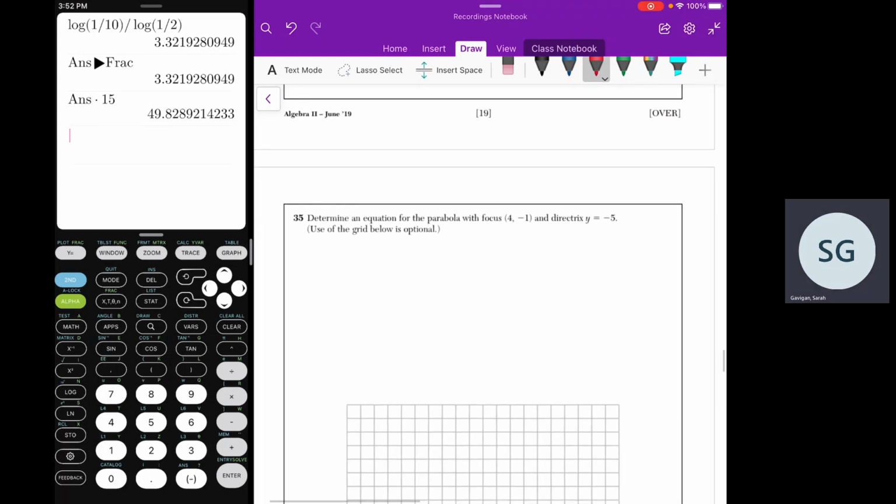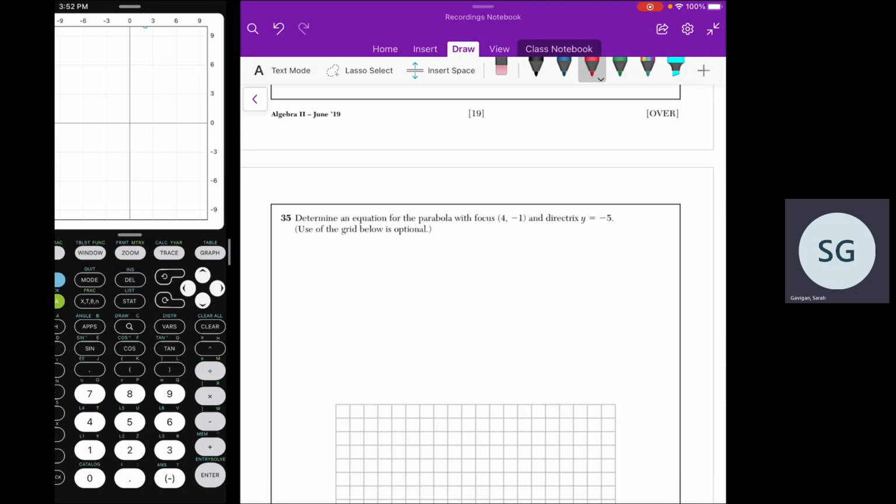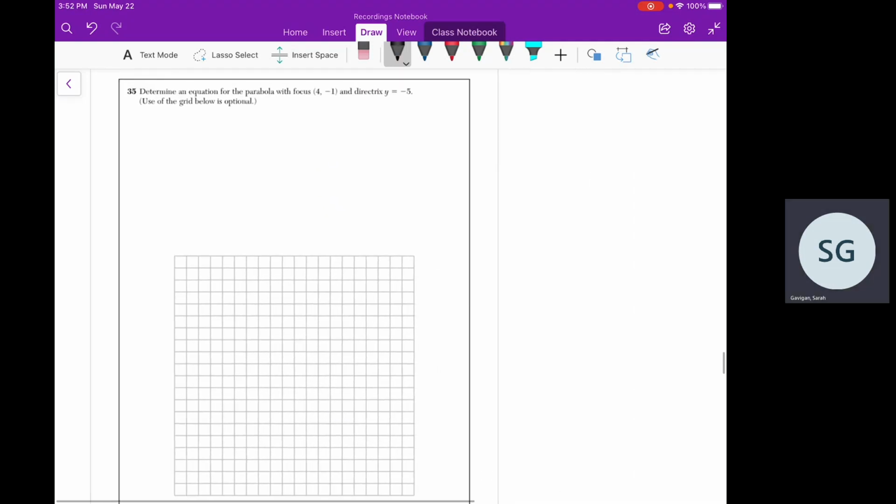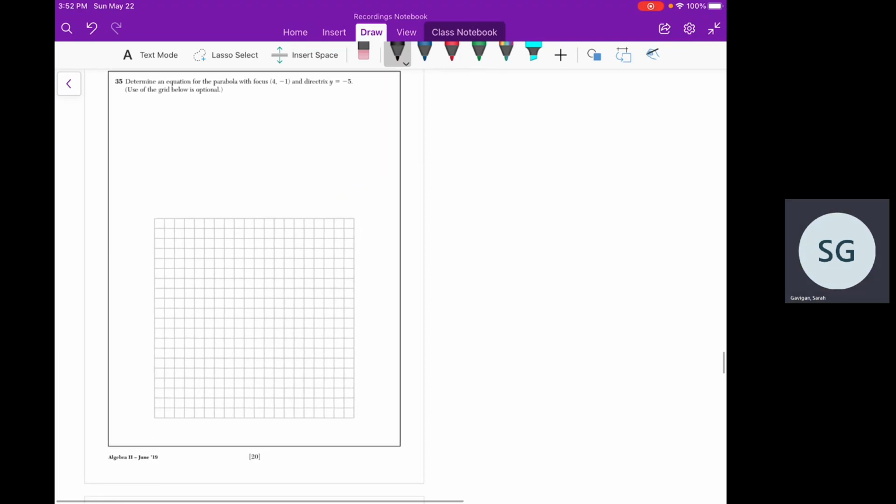Determine the equation of the parabola. Okay, so this is using the other formula, the focus directrix formula. So it has this graph here. You don't have to use the graph, but it could be helpful, and I'm going to use it. Okay, so we have to determine an equation for the parabola with focus at (4, -1) and directrix at y equals -5.